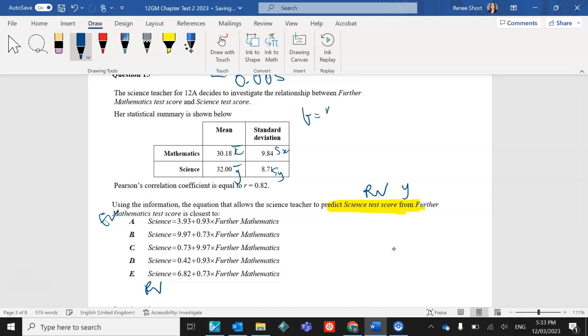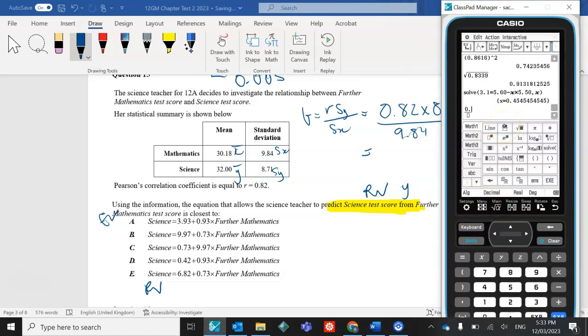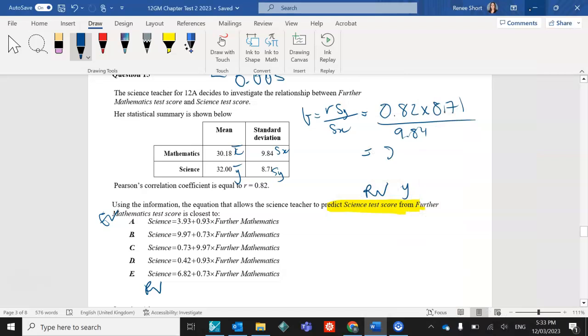So that B, the slope, would be R times SY over SX. And if I do that, that means I take 0.82 times it by 8.71 and divide it by 9.84. And if I open my calculator, main menu, we get 0.72583 the answer. And the question rounds everything to 2 decimal places, so we'll make this 0.73 as the slope.